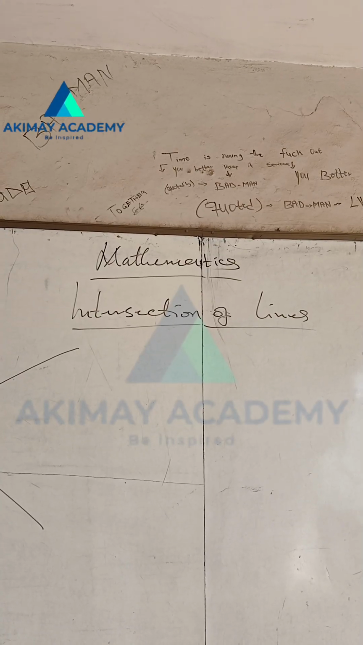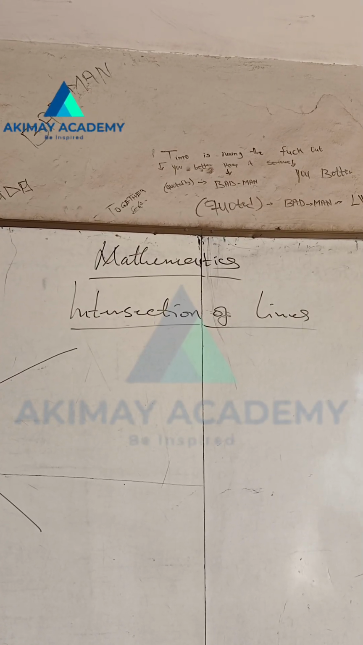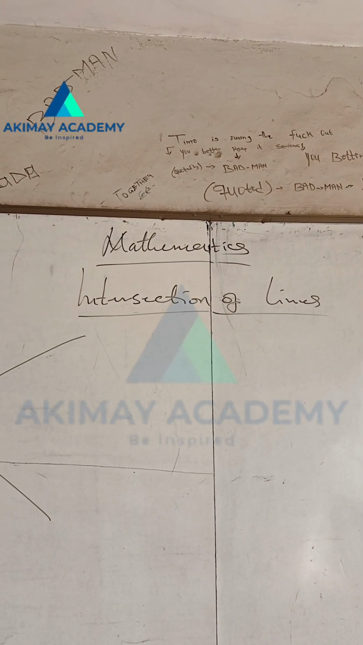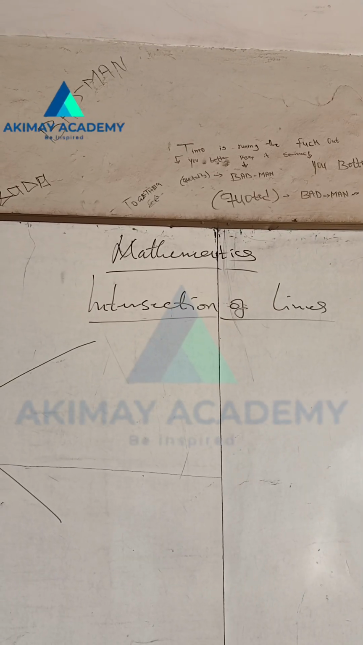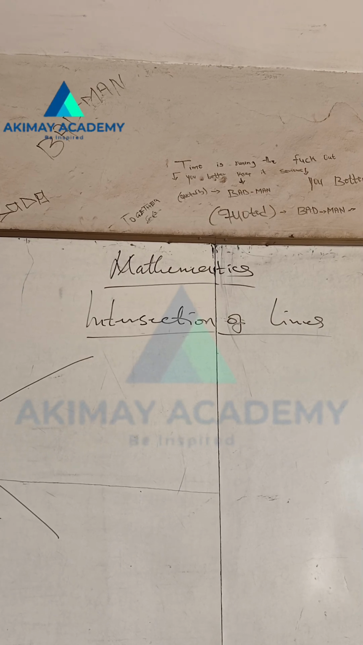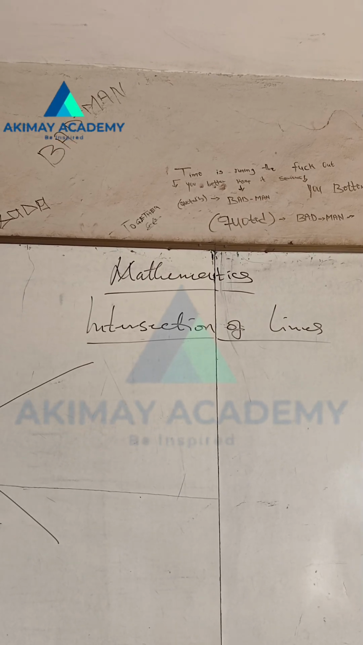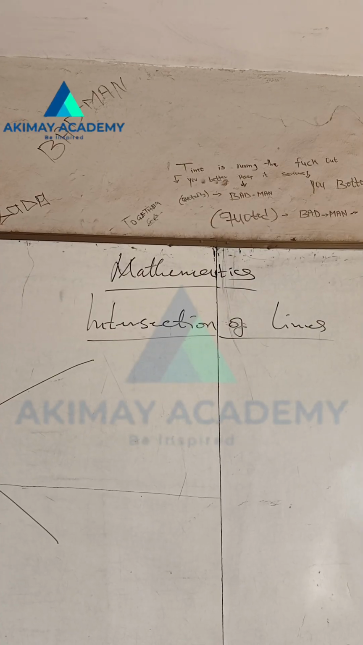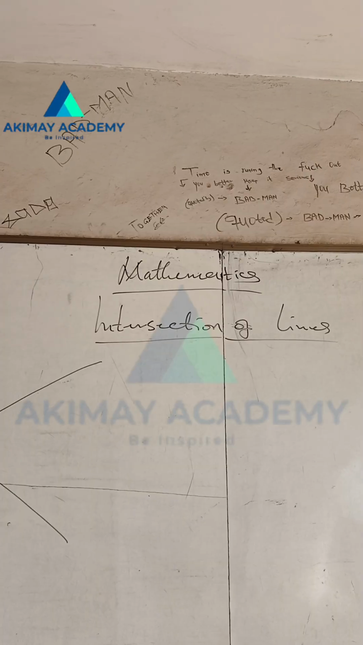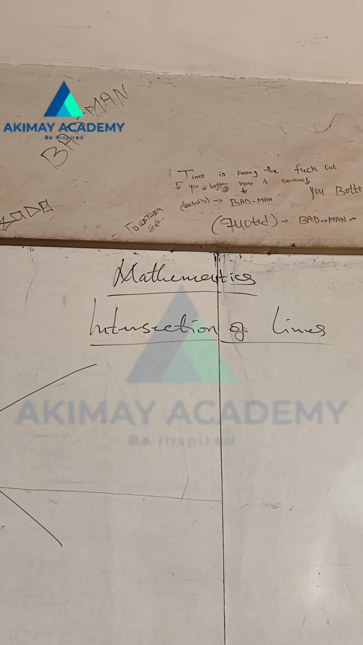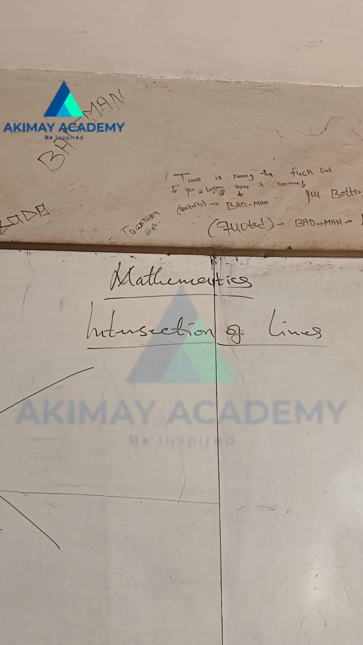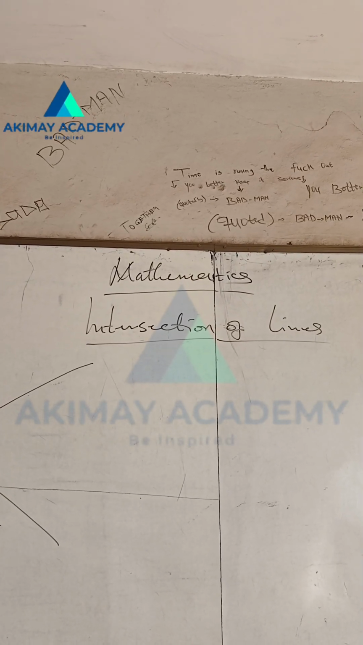Now, how do we analyze this? The coordinates of the point of intersection of any two lines is the same as the solution of the two equations simultaneously. So what we are basically saying is that when the equations of two lines are given and we are asked to find their point of intersection, the coordinates of the point of intersection of any two straight lines is the same as the solution of the two equations simultaneously.